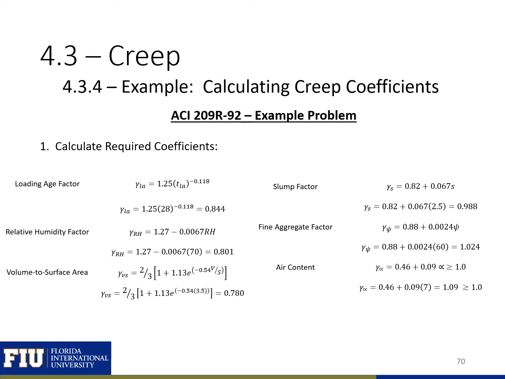The first step is to calculate all of our required coefficients. This is essentially using the proper equations from ACI 209R and plugging in our loading age, our relative humidity, our volume to surface area ratio, our slump, our fine aggregate, and our air content to find all these factors. Then we need to take all of these factors times each other to find our ultimate creep coefficient.